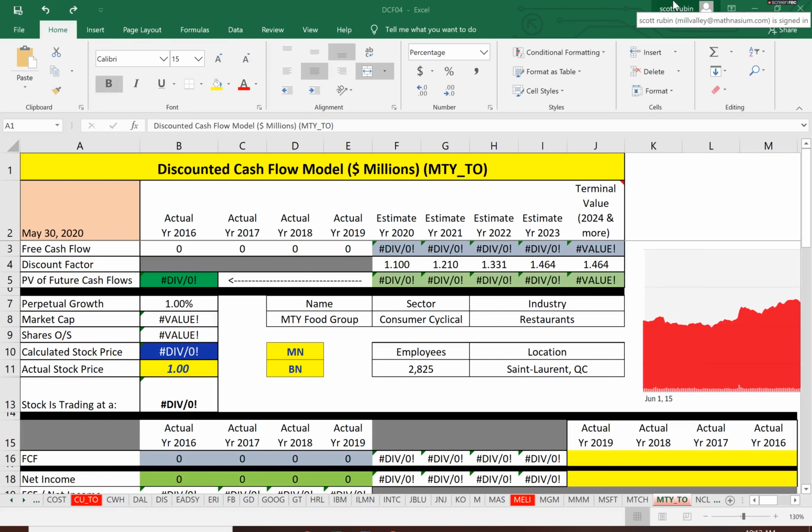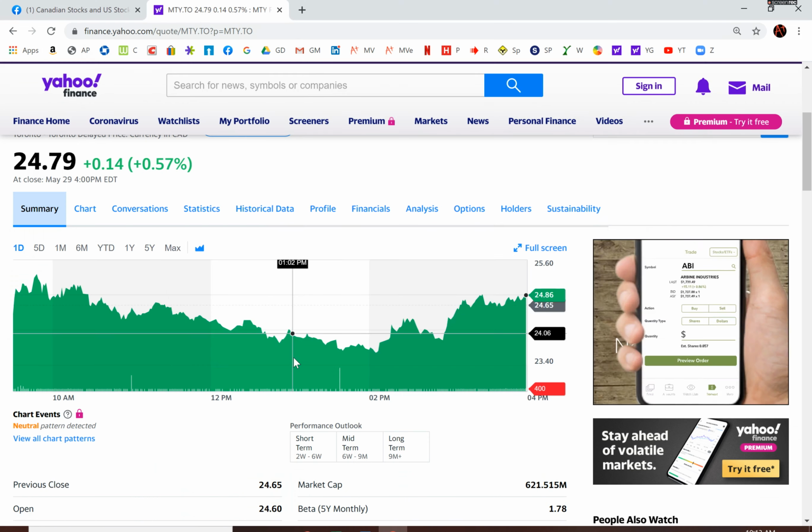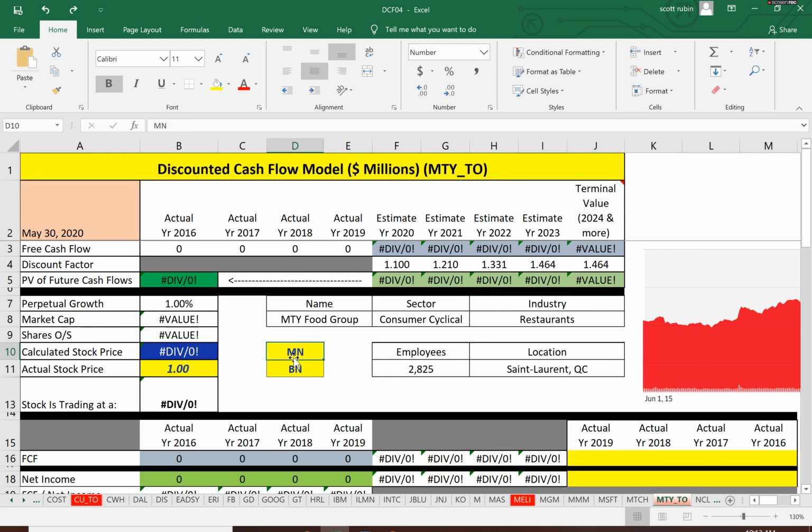Calculate the stock price for MTY Food Group, and we're going to do that using prior financial information. Now the first step is we need a market cap, which is 621.5 million, and the stock price of 24.79. So now we know the shares outstanding because it's just a market cap divided by the stock price, and so they have 25 million shares outstanding.